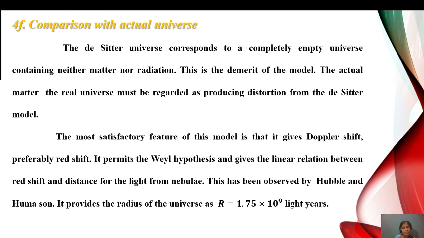It means the redshift is directly proportional to the distance from the source of light, or the free particle of the nebula, compared with the source that emitted the light rays. Okay, this has been observed by Hubble and Hamilton. It provides the radius of the universe, that is r equals 1.75 into 10 to the power 9 light years.